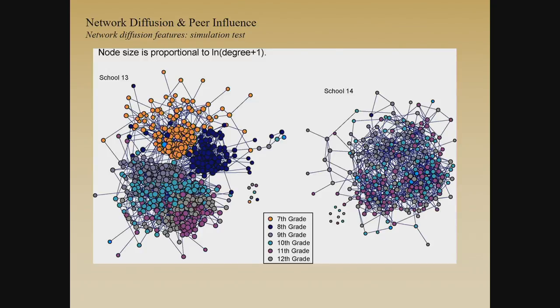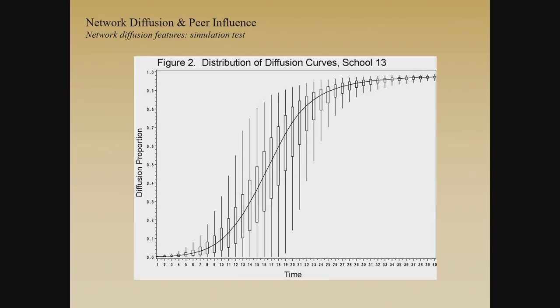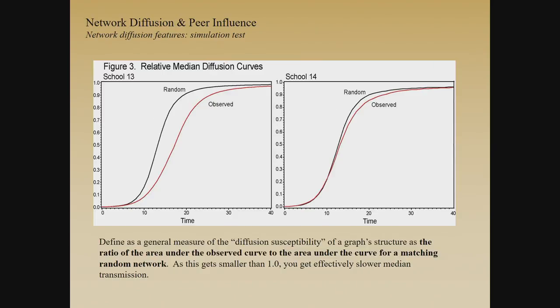The problem with that, of course, is we need comparative metrics, and so we observe a bunch of diffusion curves in a school. How do we know if that's a fast-spreading school or a slow-spreading school? What we do is we compare it to the random network, right? So for any given network, we have a curve defined by a random network with that same degree distribution.